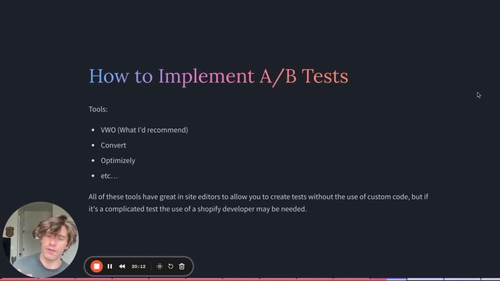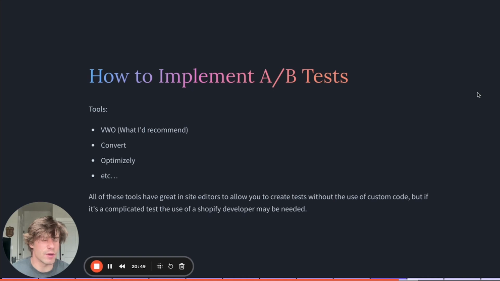Also some really good tools, and I've used these in the past. Convert is awesome. I've never used Optimizely, but I've heard good things. Really, I use VWO for most of mine. I've used Convert a few times too, and it's pretty solid. So all of these tools do have great insight editors to allow you to create tests without the use of custom code, but they are pretty simple if you do that, right? Like it's kind of deleting certain elements or adding simple elements. If you want to do complete redesigns, you are going to need the help of a Shopify developer.